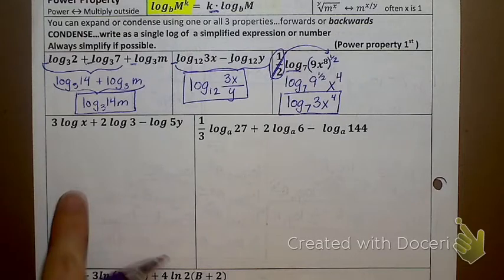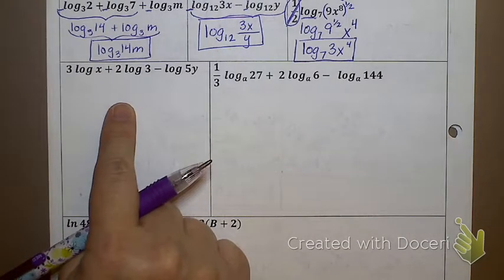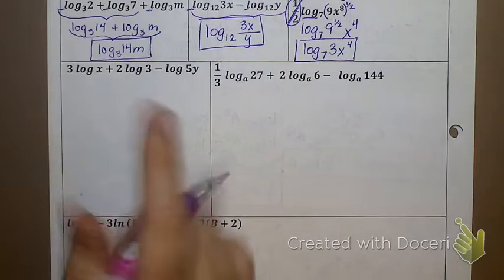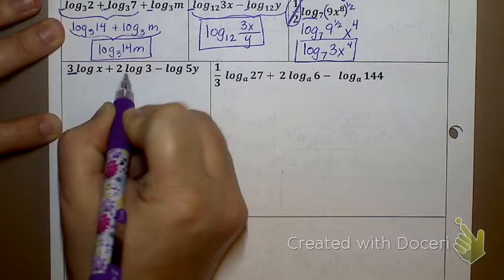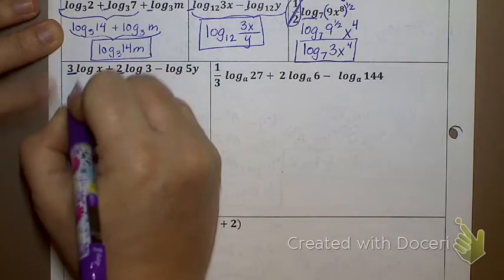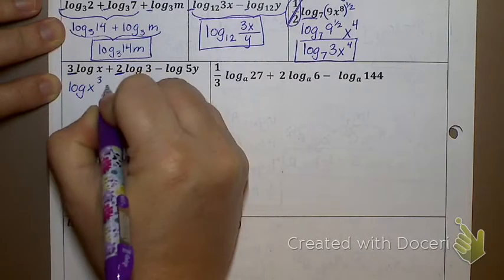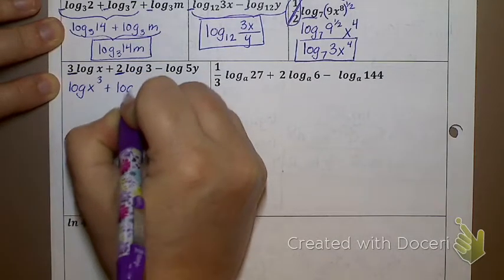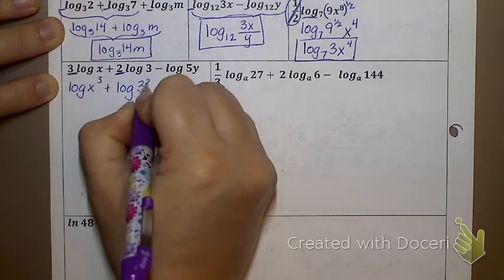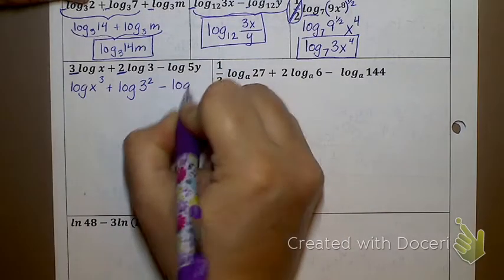Now let's try them in a problem that has more than one rule. So first thing, what do I look for again? Exponents. I've got one here. I've got one here. Do I have one here? No. So this would be log x cubed plus log 3 squared, right? Minus log 5y.